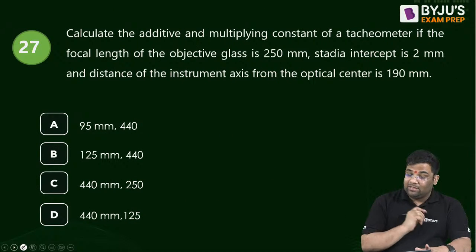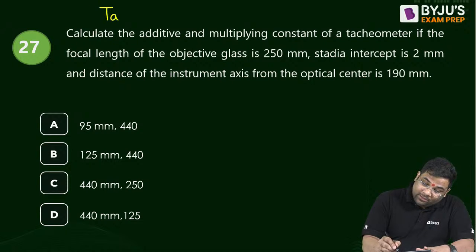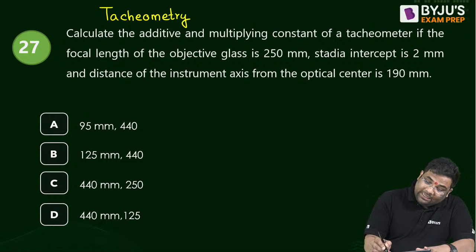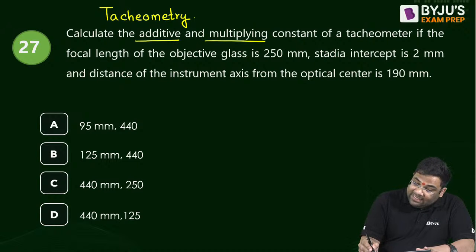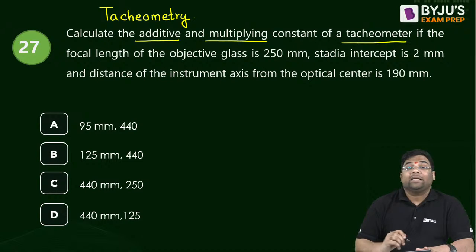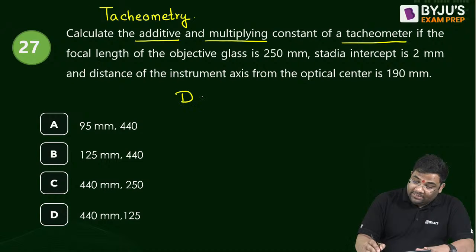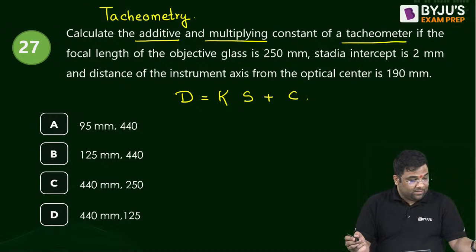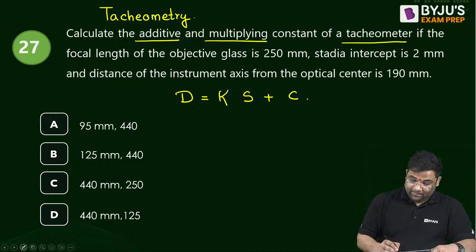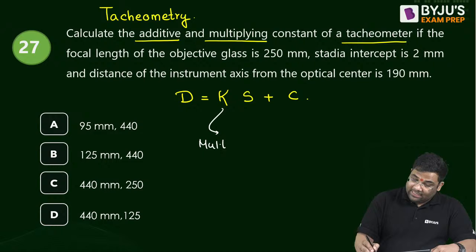Next question, 27th question. This is from Tacheometry. So you see, I have covered many topics here. This is from Tacheometry. The additive and multiplying constant of a tachometer is asked. Now we know that in tachometer the distance measured is K into S plus C. Yes. And in this, this is the multiplying constant or multiplying factor, and this is the additive factor.